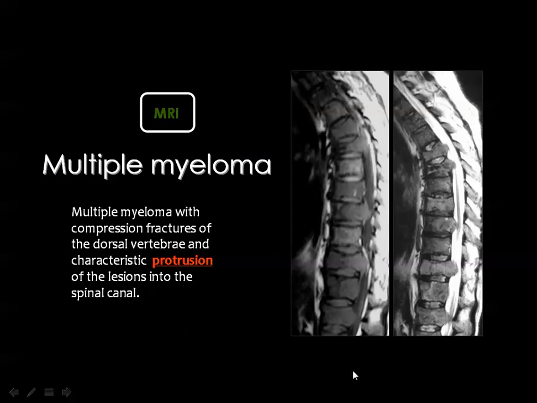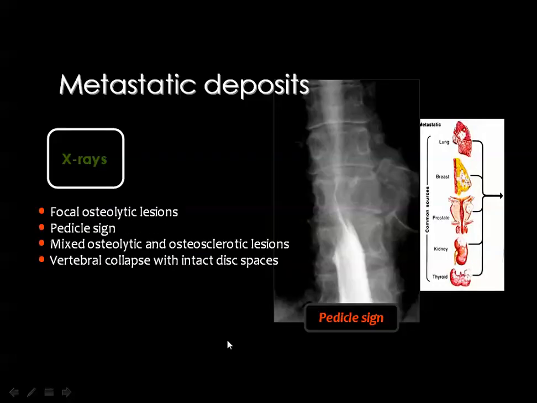And this is a case of myeloma, and you see the classic appearance mentioned by some of the literature with multiple partially collapsed vertebrae protruding inside the spinal canal with convex posterior margin.